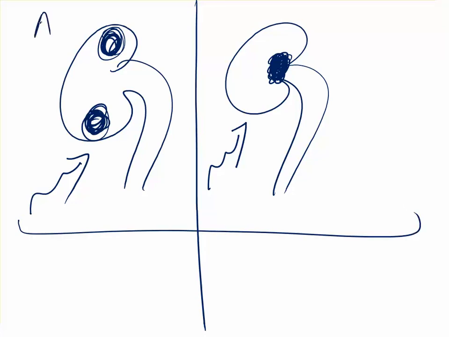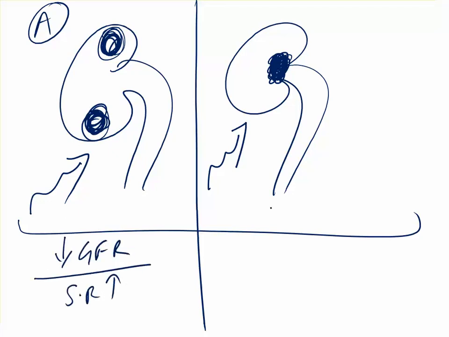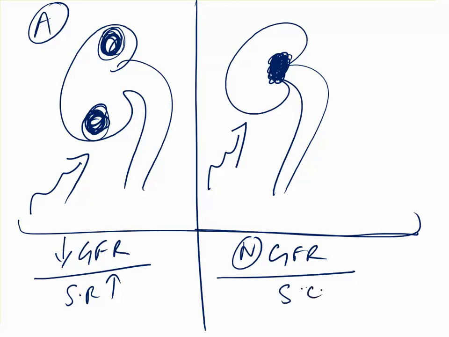For case A, what will happen? GFR increases, decreases? For this case, GFR is normal and serum creatinine normal or increased? Oh, increased. Okay.